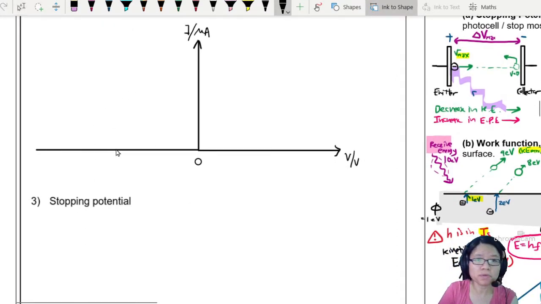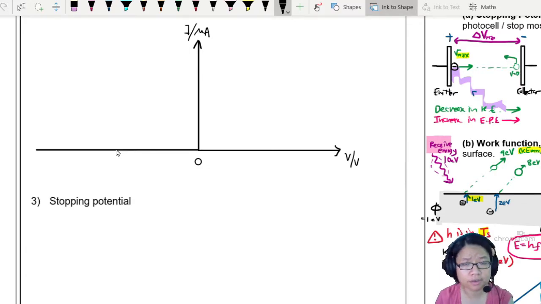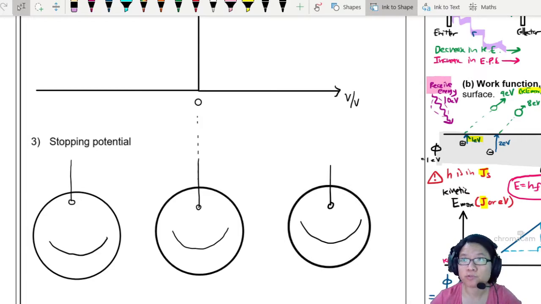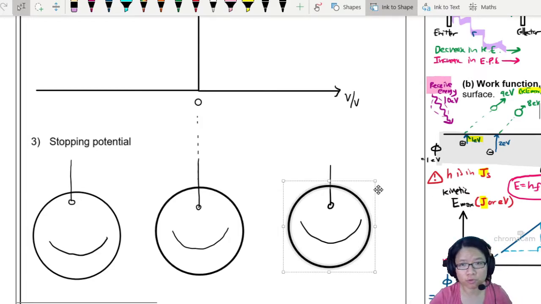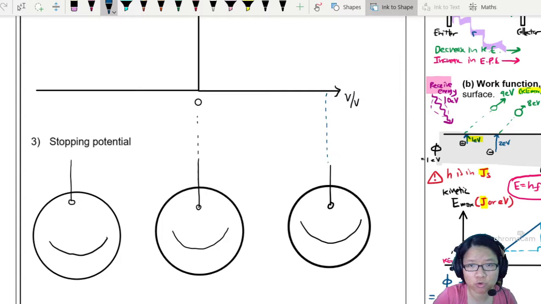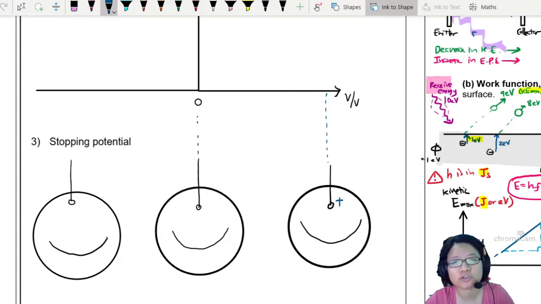So I will draw the photocell at different positions. Okay, so I'm going to start off with positive first. When your V is positive, I'm going to draw the photocell here to correspond with the positive V. Alright, so I have now drawn a bunch of photocells, and this one on the far right, corresponding to a positive value, means that this is positively charged.